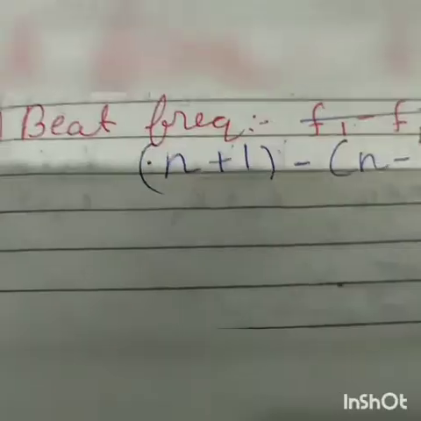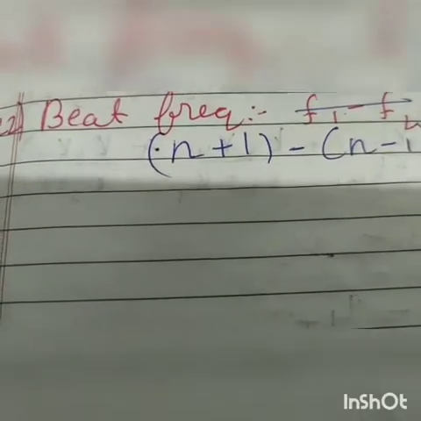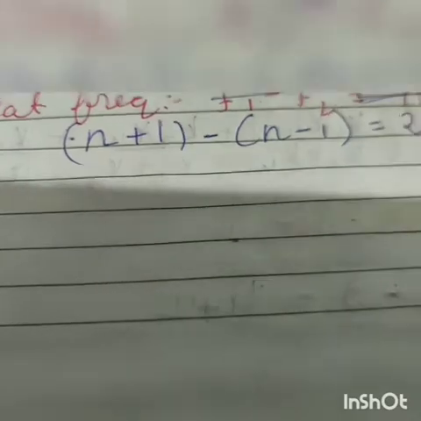Now question number 22. Two sound waves of equal amplitudes have frequencies n minus 1 and n plus 1. They superimpose to give beats. The number of beats produced per second will be... As we know, beat frequency is equal to (n+1) minus (n−1). So it's equal to 2. So here write our correct option.